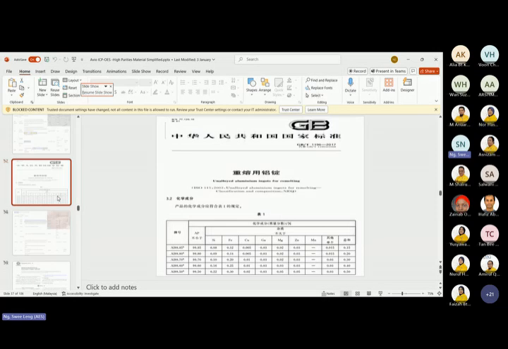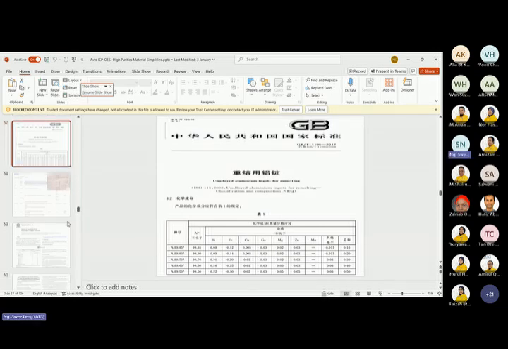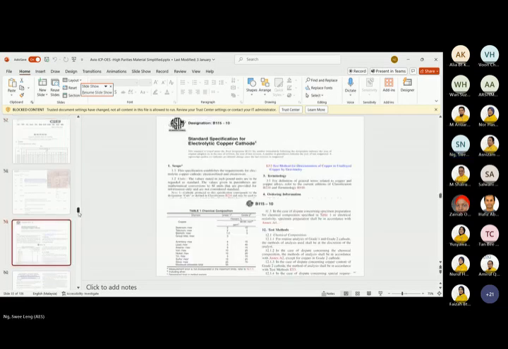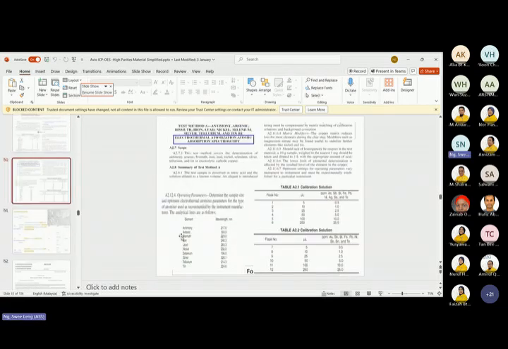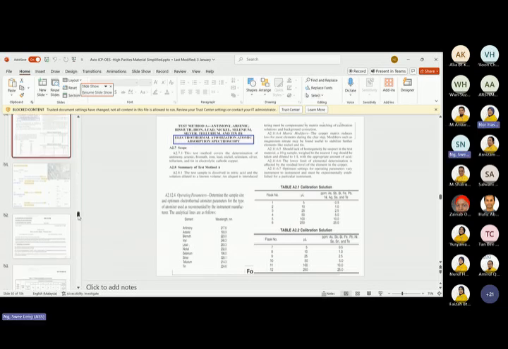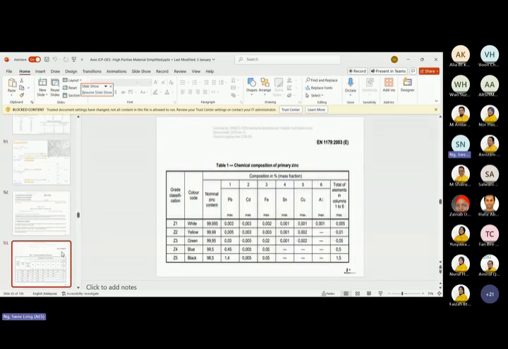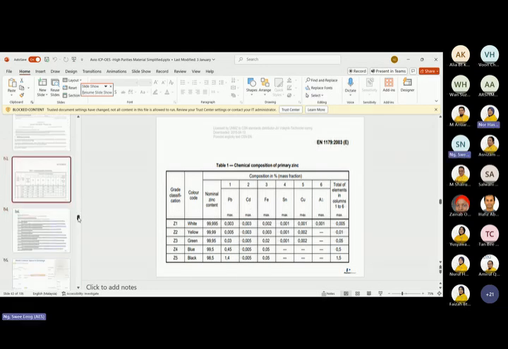This is pure aluminium; these are the elements they are looking at. If you have pure copper, they also have a set of elements they are looking at. This is pure zinc. If you say you are zinc, you run these elements. Okay, noted. That's all.